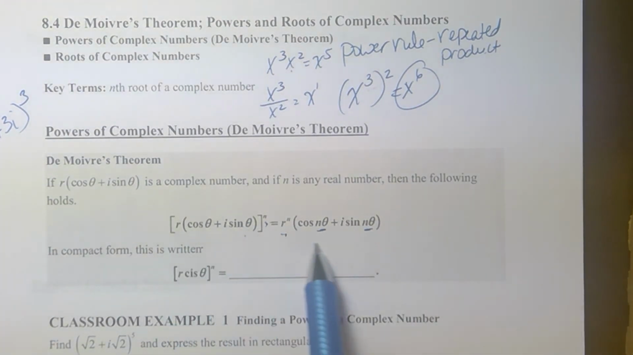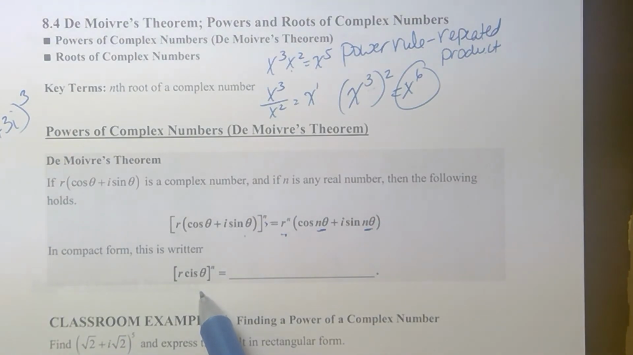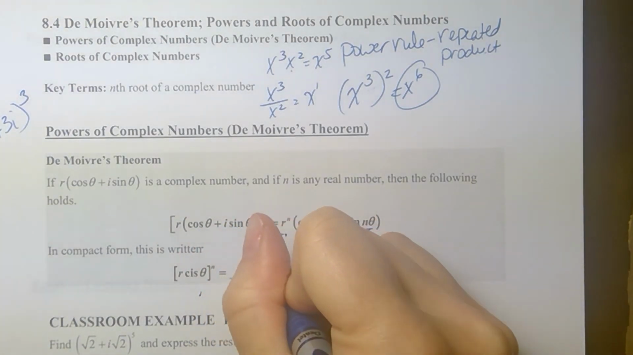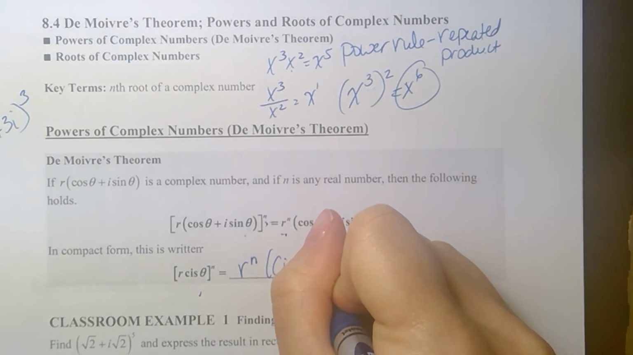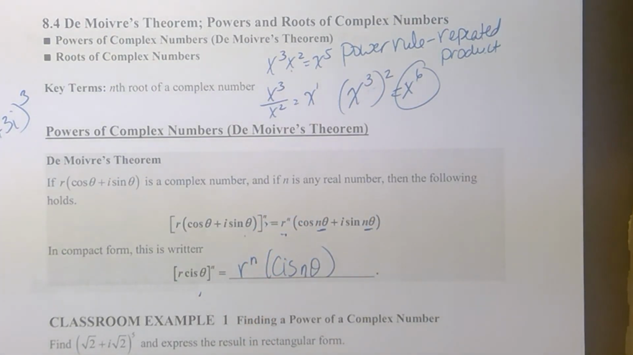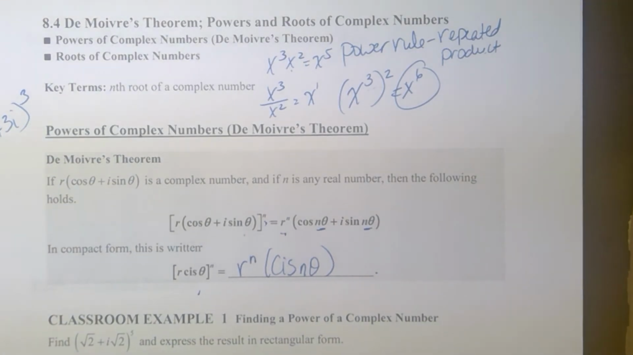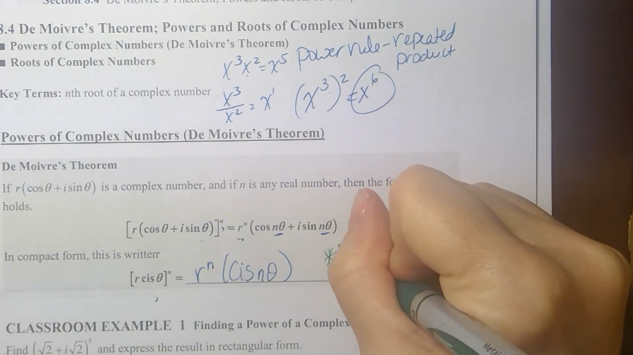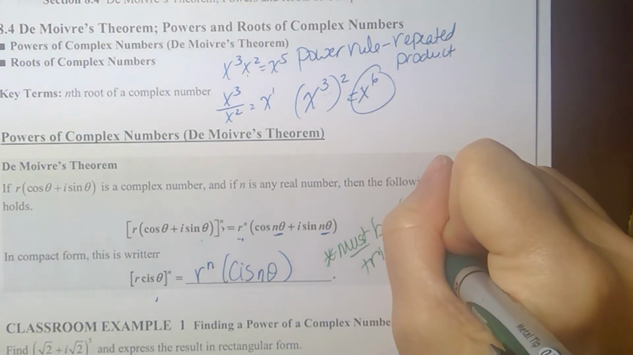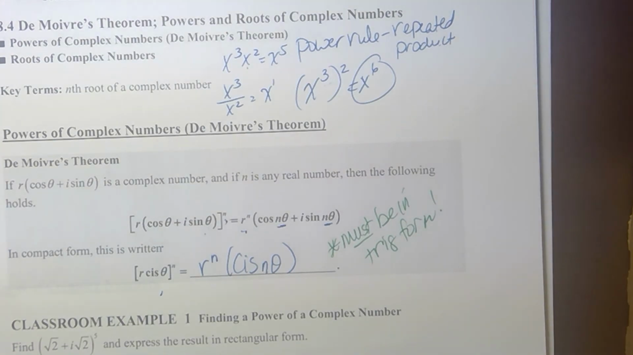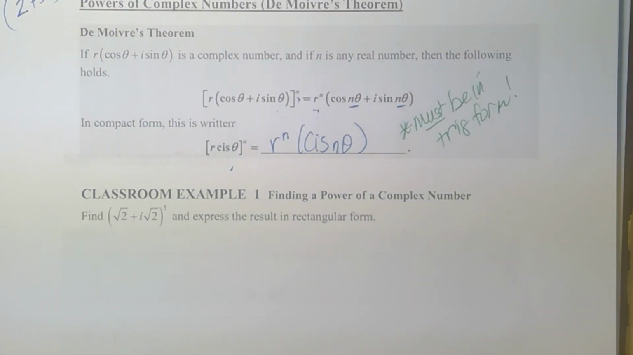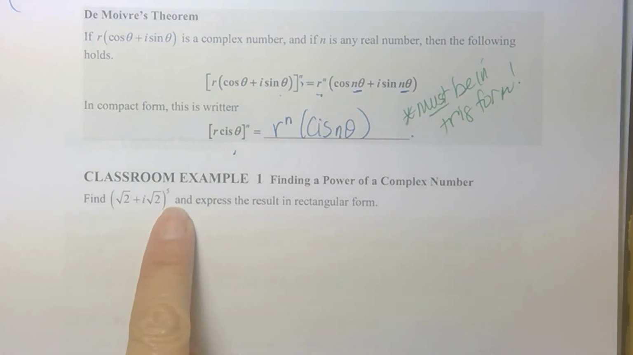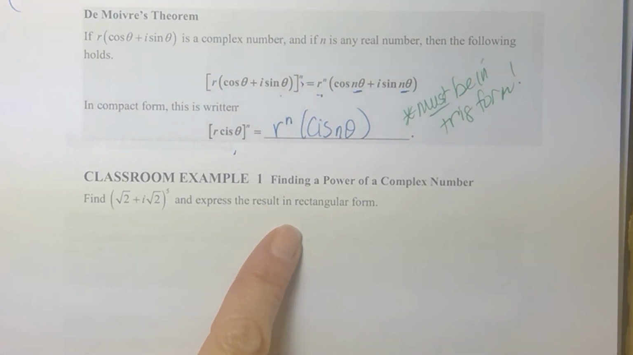This is my general form, my kind of expanded form. If I use my condensed CIS theta form, this would be r to the n times CIS of n theta. Now notice, to use de Moivre's theorem, we must be in trig form. Okay, so let's work through some of this. We're going to find this complex number raised to the fifth power and express the result in rectangular form.